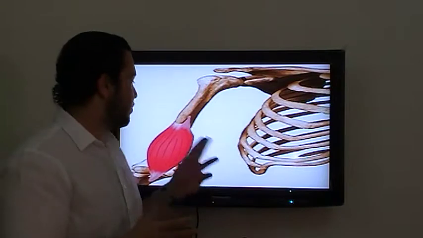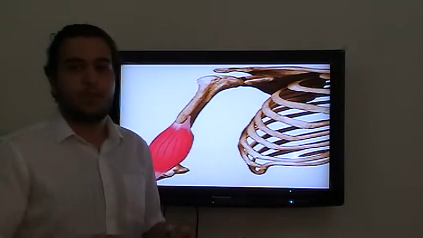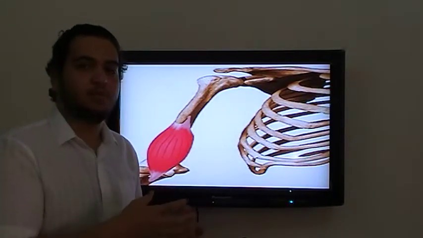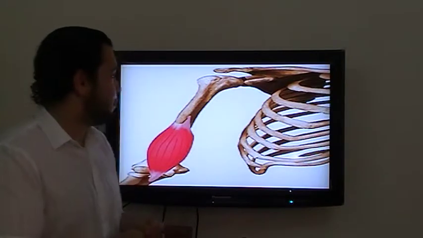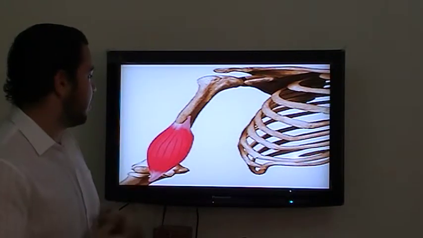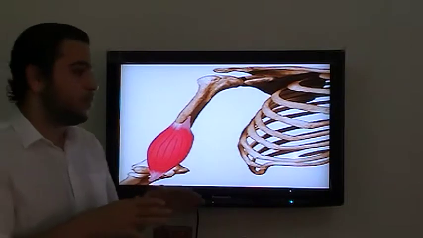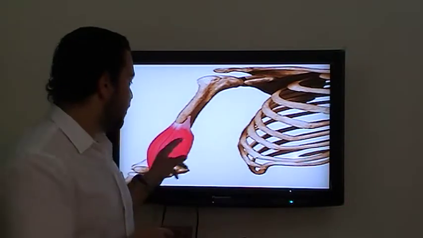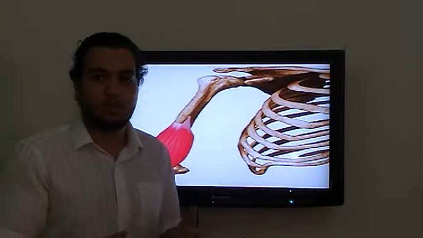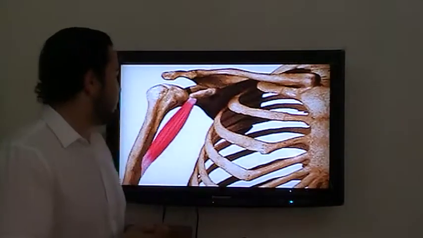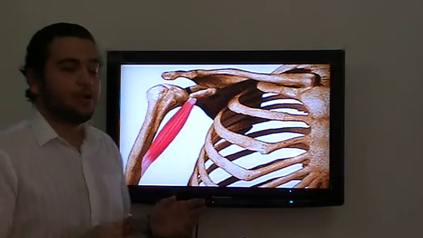Most of it is actually brachialis, not the biceps, because brachialis is actually a bigger muscle than the biceps. So brachialis is the muscle under the biceps, and it doesn't have two heads. That's how you can differentiate them from each other. Now the next slide, we have a very deep muscle.